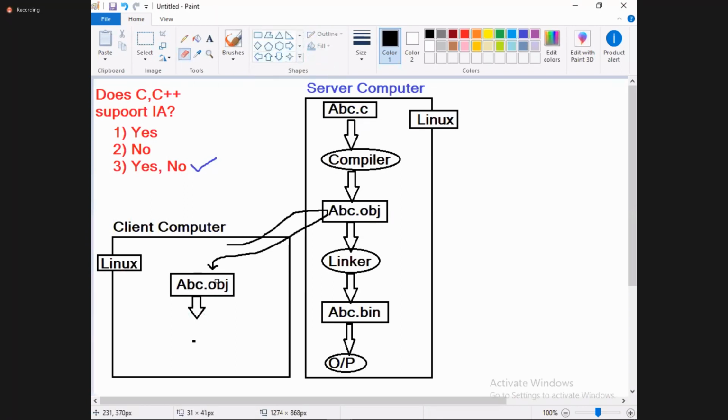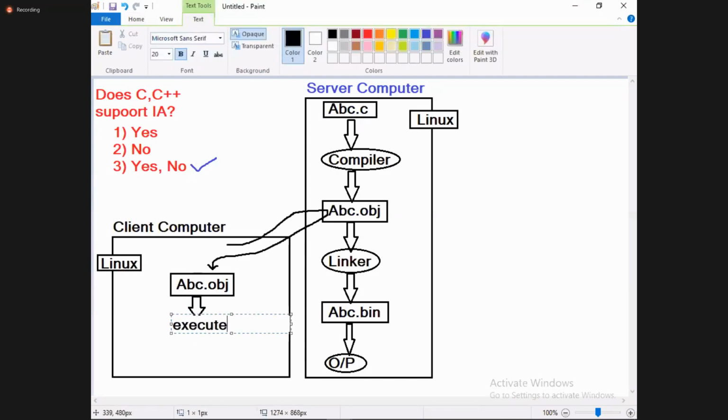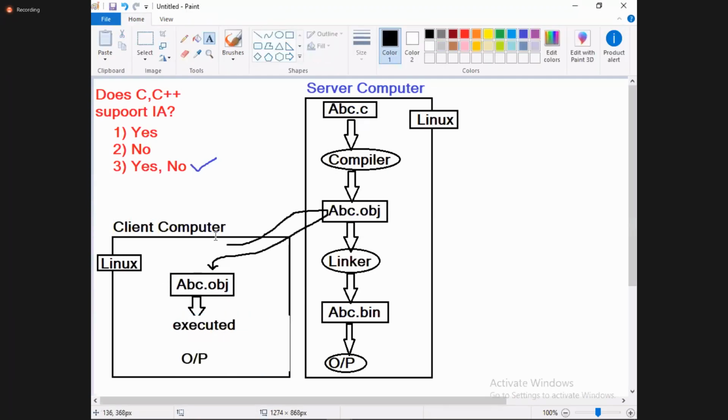It is executed here, and it gives us output. Where is this?